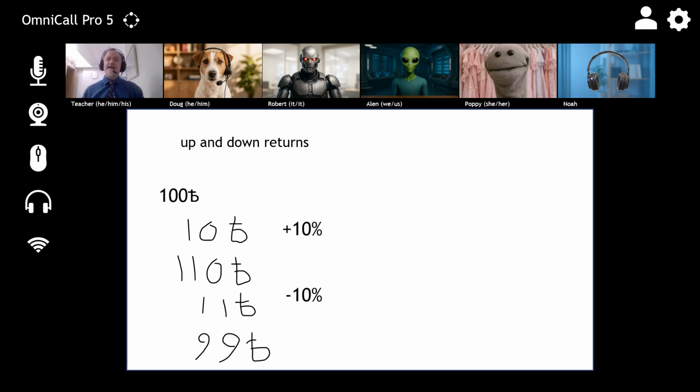What's going to happen if we do the opposite? Okay, instead of going up 10% and then down 10%, what happens when we go down 10% first and then up 10%? Anyone want to hazard a guess? Well, last week we learned that gains and losses are multipliers, and multiplication is commutative. So if this whole thing is just multiplying, then the order shouldn't matter.